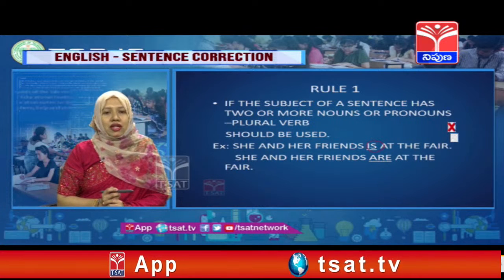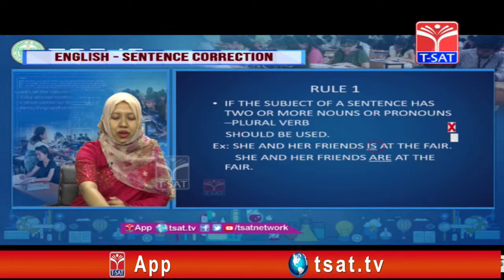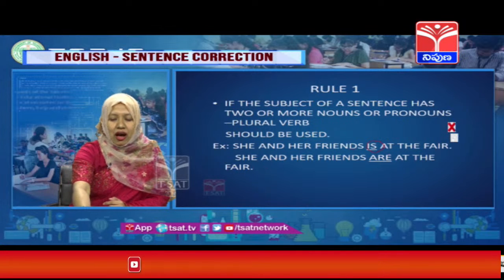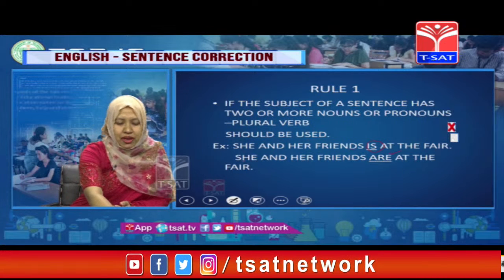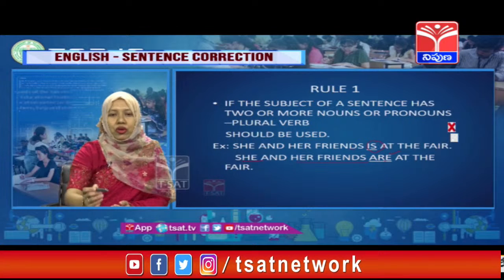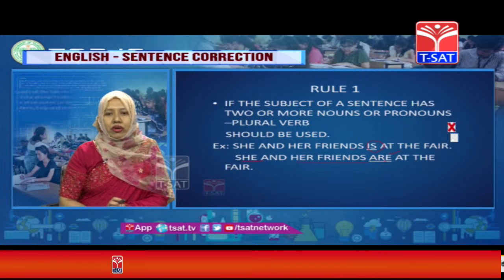The helping verb "is" should not come. The correct sentence is "She and her friends are at the fair." Because there are 2 subjects, we need to always use a plural verb. This is one important tip.